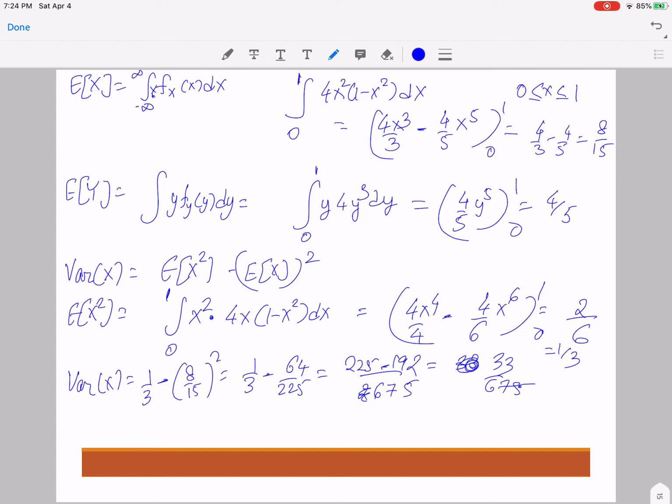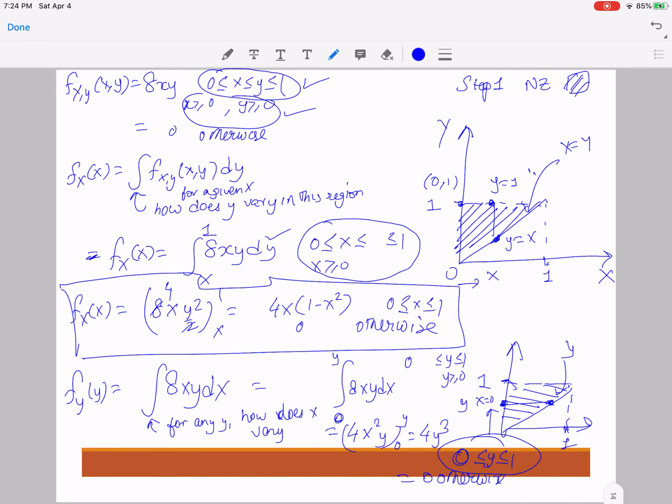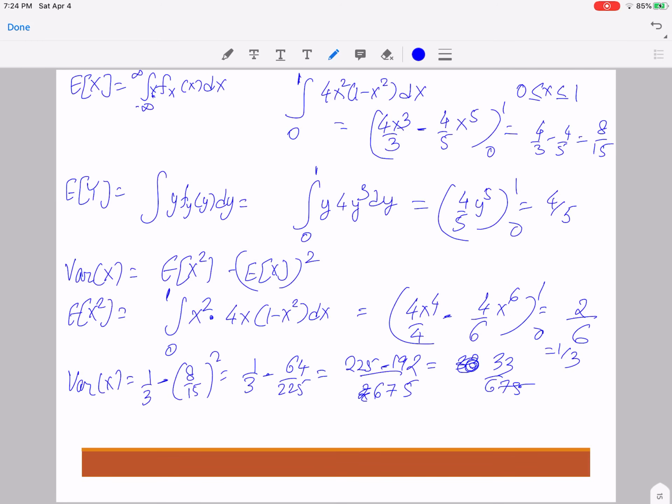Similarly, you can get the variance of y. I would like for you guys to get the variance of y. You do not have to submit it, but for the time's sake, I'll not solve variance of y. Or you know what, let me just do that. Let me just solve variance of y for you too.